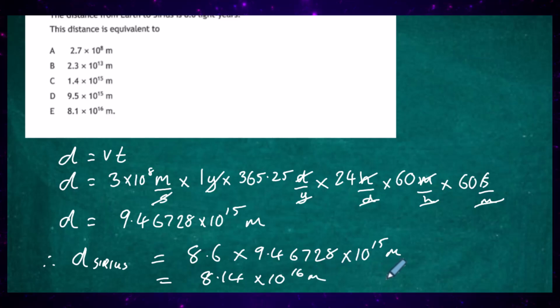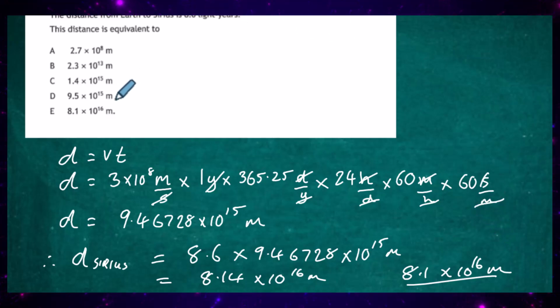Now, if we put that into two significant figures, we're going to get an answer of 8.1 times 10 to the power 16 meters. So that is the distance to Sirius in terms of meters, and the response which we've got here, 8.1 times 10 to the power 16, is response E.